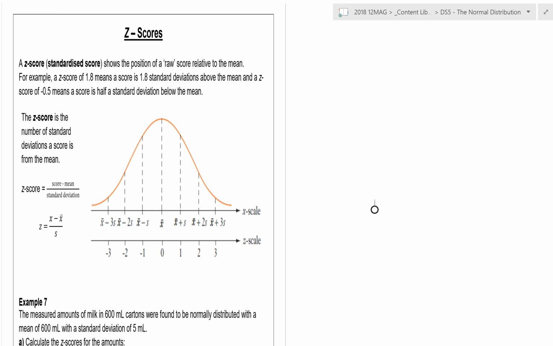A Z-score is how many standard deviations a particular score is away from the mean. The way that we work it out, I take my score and I subtract the mean. If your score is bigger than the mean, when I take the mean away I get a positive number. If your score is less than the mean, you get a negative number. That tells you the difference between your score and the mean, and I divide it by the standard deviation. That's the Z-score.